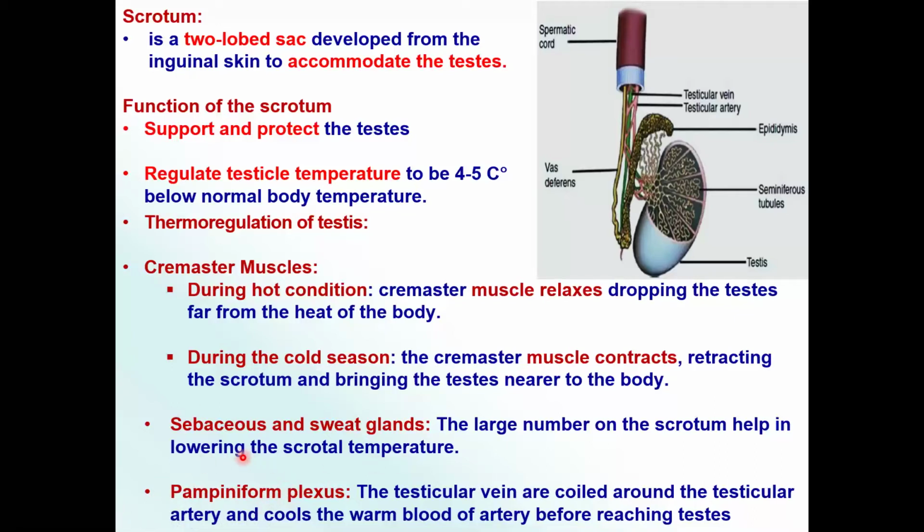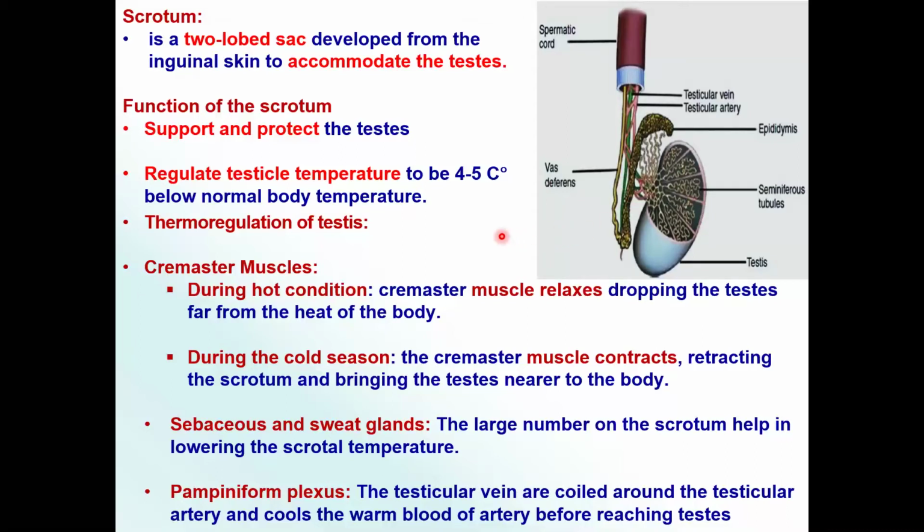And the third one is the pampiniform plexus. That is where the testicular vein is coiled around the testicular artery. So this is the testicular vein, this is the testicular artery. So the testicular vein is coiled around the testicular artery. What this does is it acts to cool the warm blood of the artery before reaching the testis. So the venous blood coming from here is coiled around the arterial blood, so it will cool down the blood coming from the body into the testis.